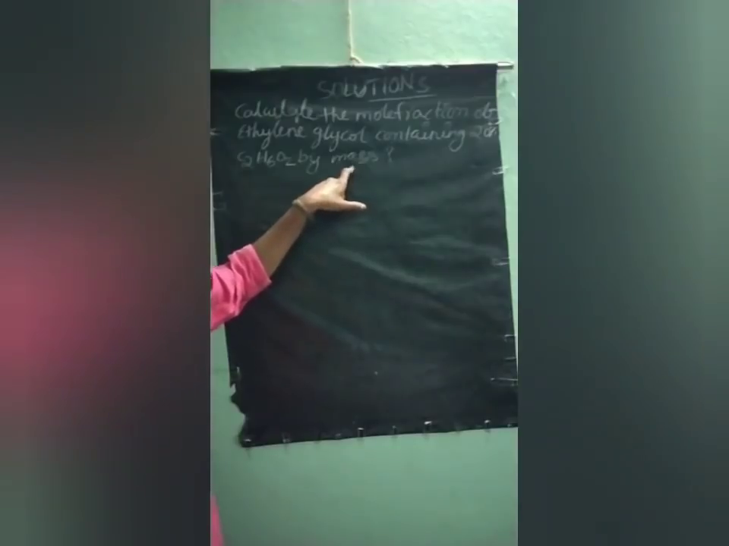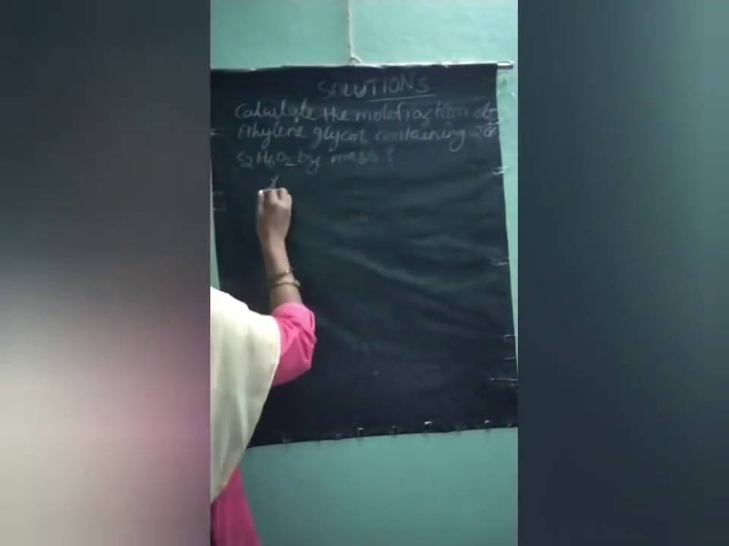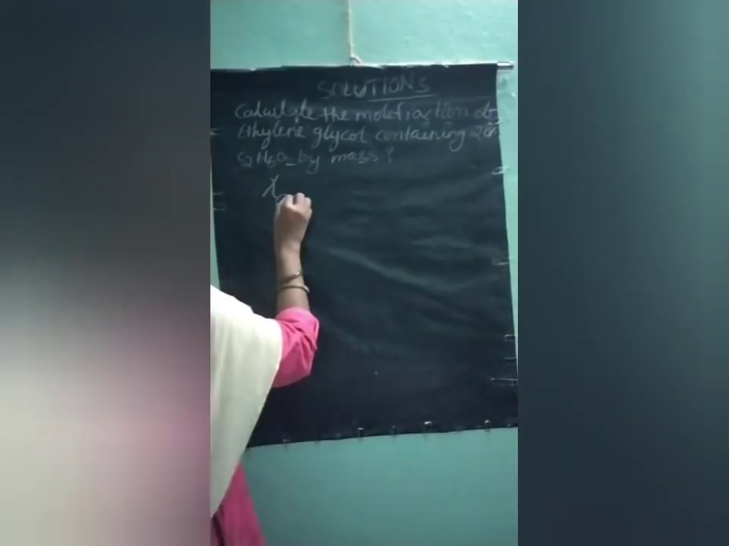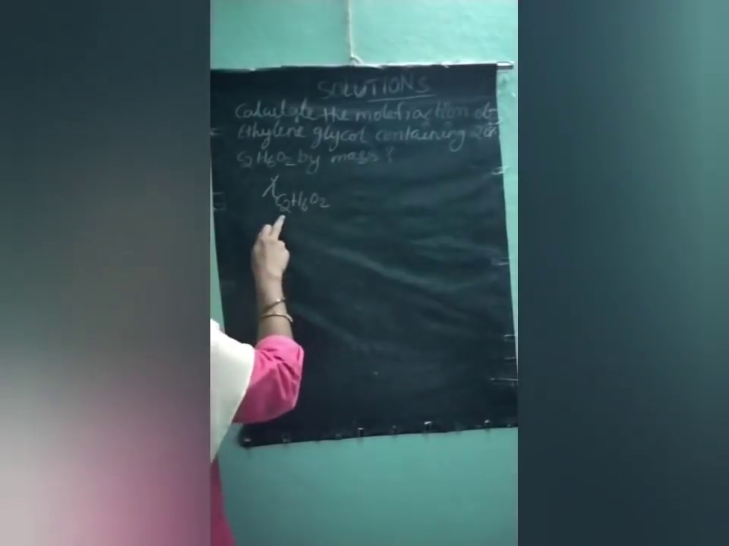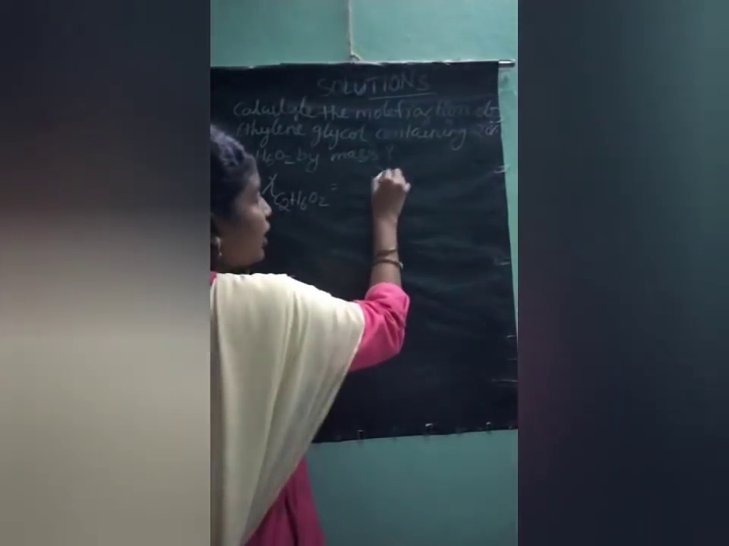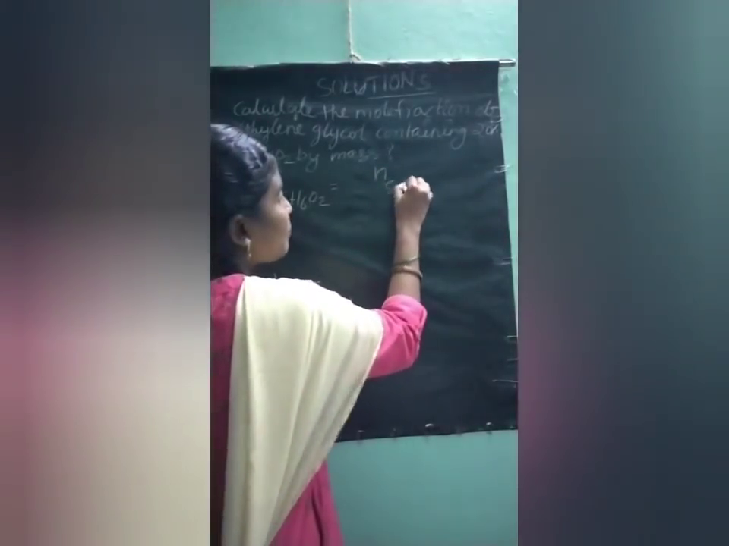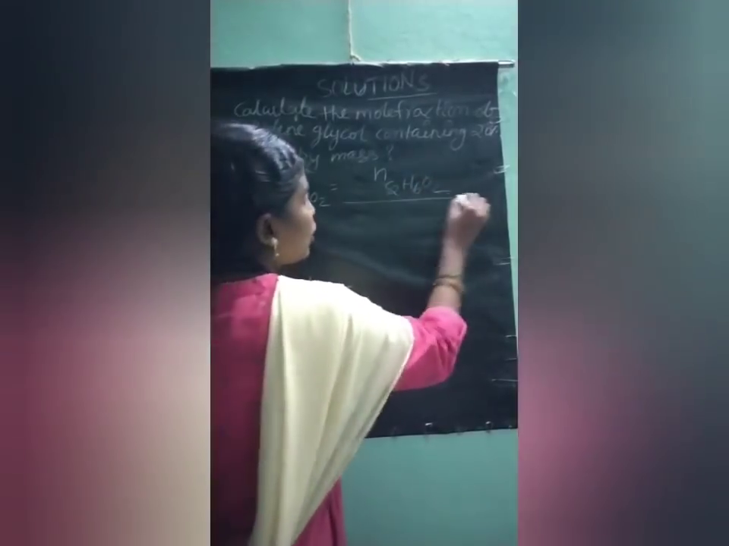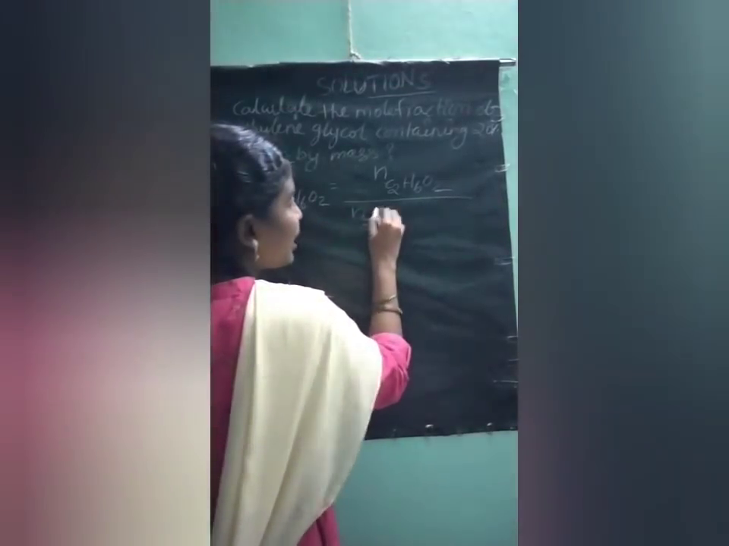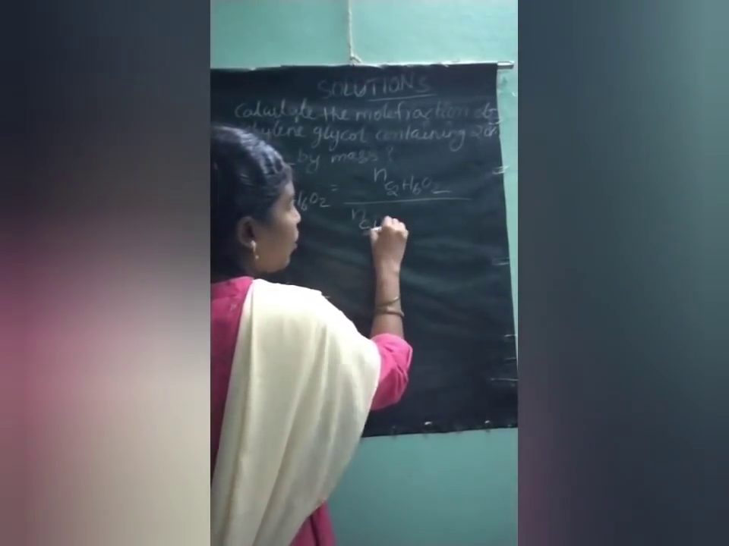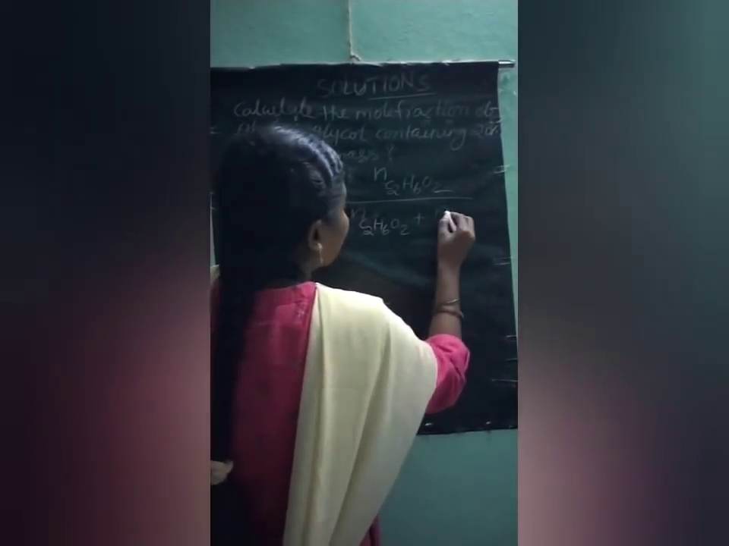Same as the previous problem. So first calculate the mole fraction. Mole fraction of which one? Ethylene glycol, whose molecular formula is C2H6O2. So mole fraction of ethylene glycol is, according to the definition, the number of moles of ethylene glycol by the total number of moles of all components, that is the number of moles of ethylene glycol plus the number of moles of water.